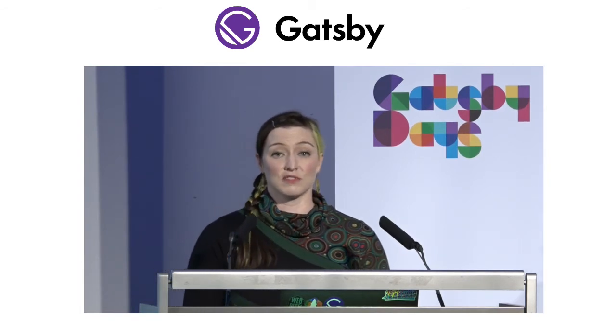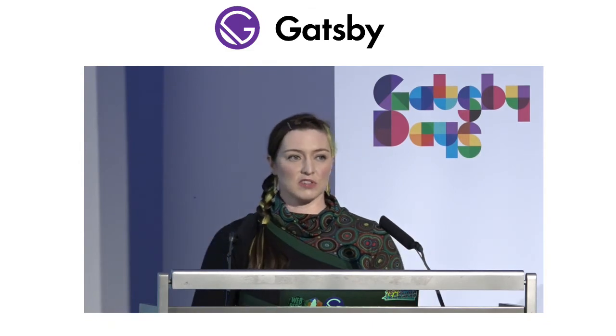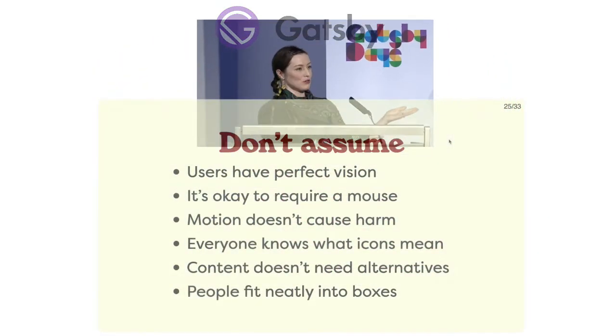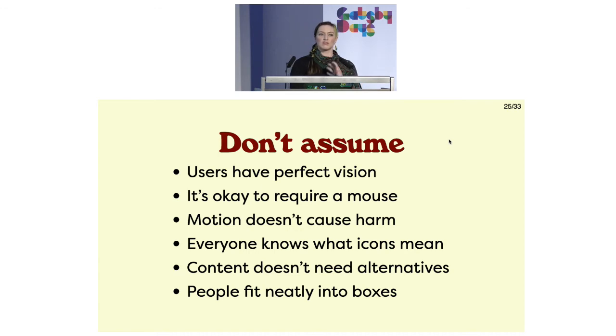We can't assume that content doesn't need alternatives, so things like video and audio, having alternative text and captions. That's why our live transcription is so great, because people consume this information in different ways. And finally, we can't assume that people fit neatly into boxes. People have multiple disabilities and different ways of navigating, and we have to let go of some of that pixel perfection and experience perfection, because we can't really control how our users are navigating.